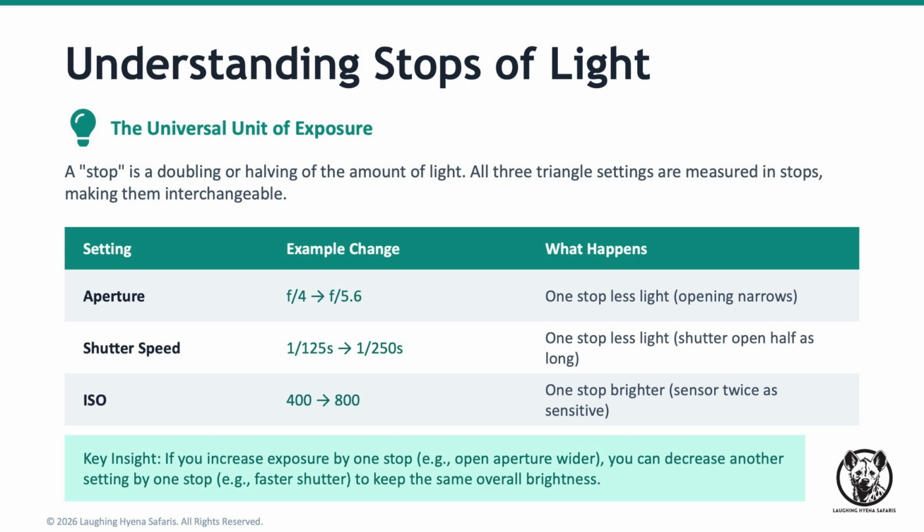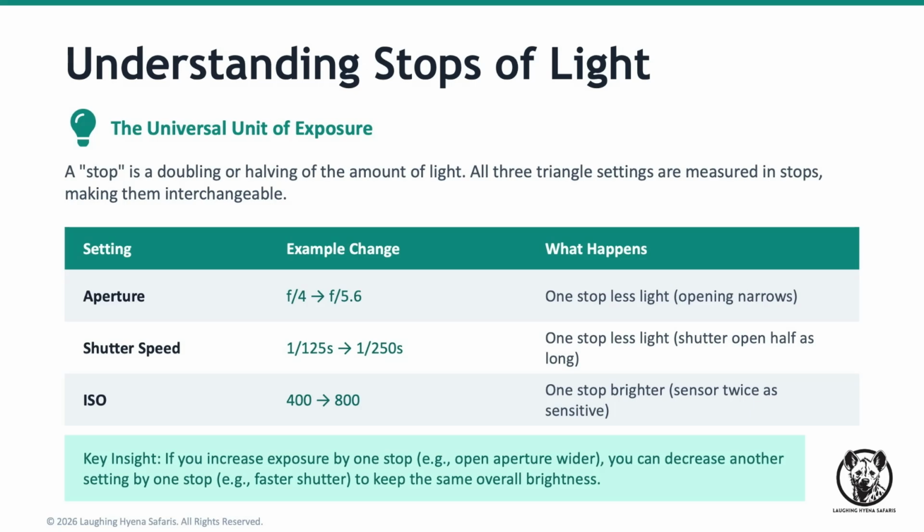Now let's talk about stops. This is the universal language of exposure, and once you understand it, everything ties together beautifully. A stop is simply a doubling or halving of light. 1 stop brighter means twice as much light. 1 stop darker means half. The beautiful thing is that all 3 settings, aperture, shutter speed, and ISO, are measured in stops. So if you open your aperture by 1 stop to let in more light, you can increase your shutter speed by 1 stop to compensate, and the exposure stays exactly the same.